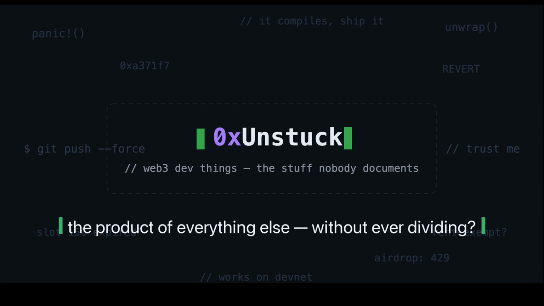Today a favorite interview question, product of array except self, LeetCode 238. You are given an array of numbers and for each slot you must return the product of all the other numbers. The catch, you are not allowed to use division and you have to do it in linear time. The tempting shortcut, multiply everything and divide out each number, is banned for a good reason, and there's a lovely trick that sidesteps it entirely. Let's build it in Rust.